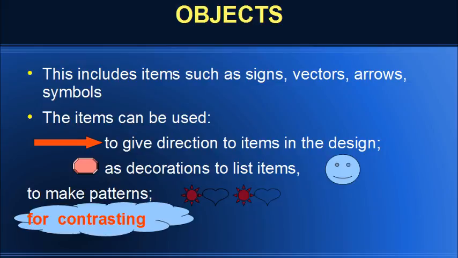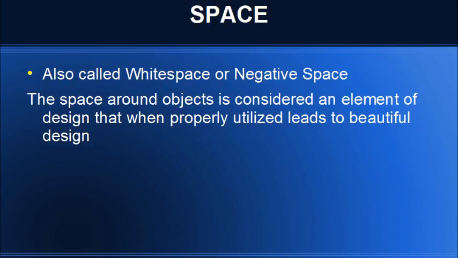Objects include items such as signs, vectors, arrows, symbols, florals, and many others. The items can be used to show direction to items in the design, as decorations to list items, to make patterns, and for contrasting. Space is another element of design. It is called white space or negative space. It is considered an element of design that, when properly utilized, leads to beautiful design.